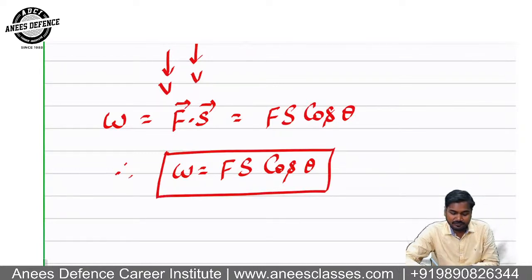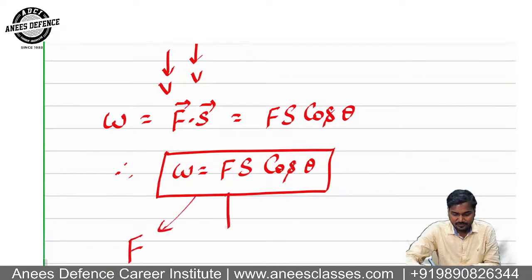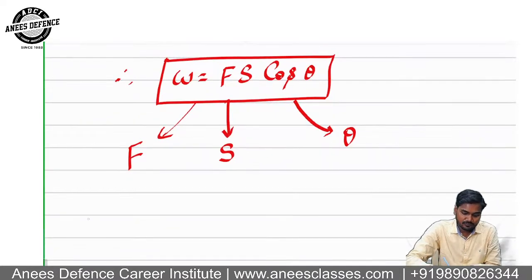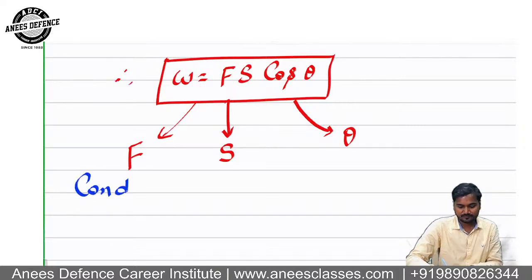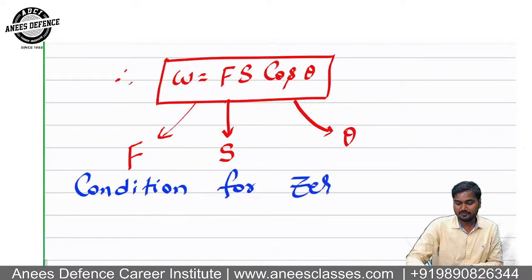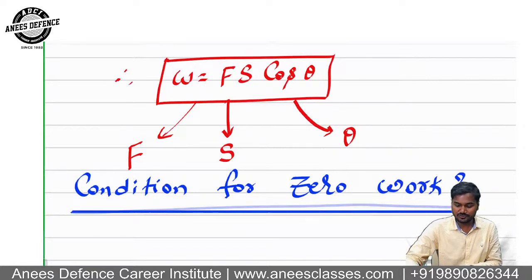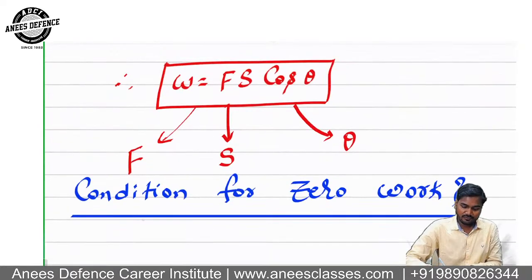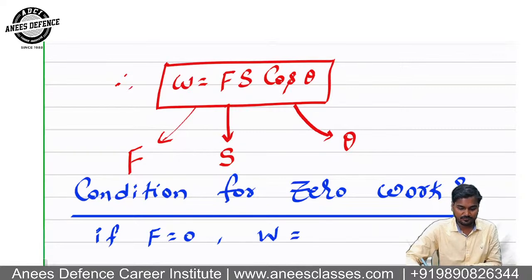Now the question is when work is said to be zero. Work done depends on force, displacement, and theta. So, condition for zero work. What is the condition for zero work? Condition number one: if force is equal to zero, then work done is zero.